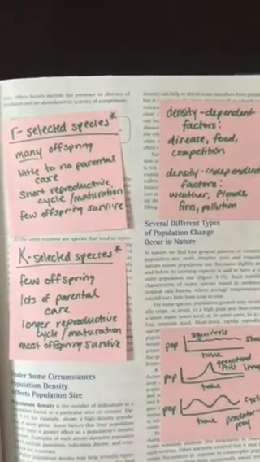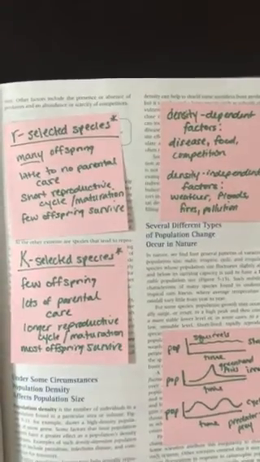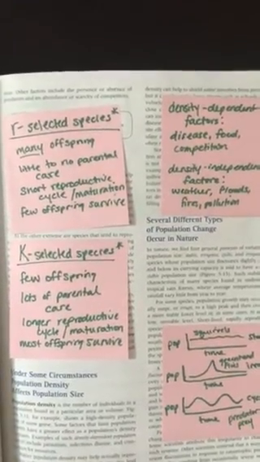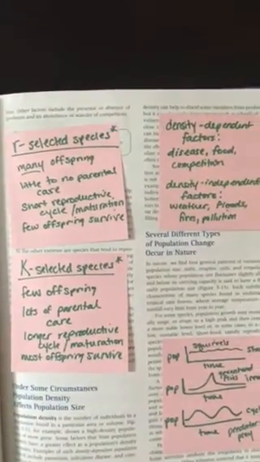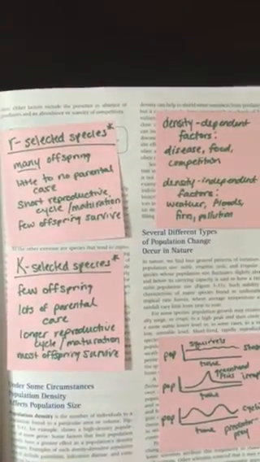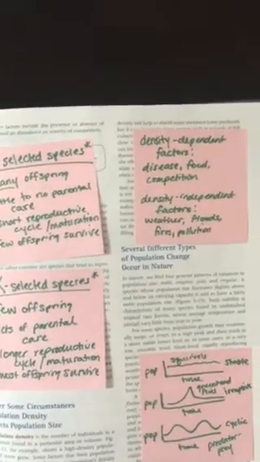K-selected species, such as mammals, have few offspring, there's lots of parental care, much longer reproductive cycle, maturation time is much later, and most of the offspring are going to survive. Okay, so definitely note those two terms.